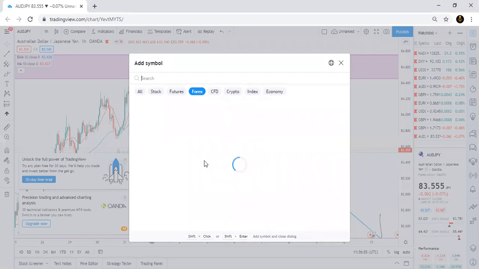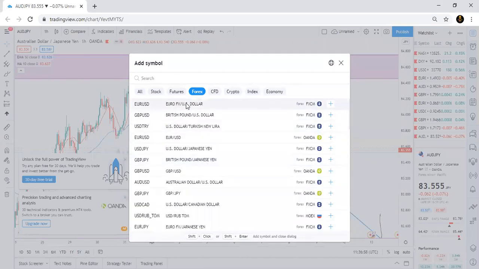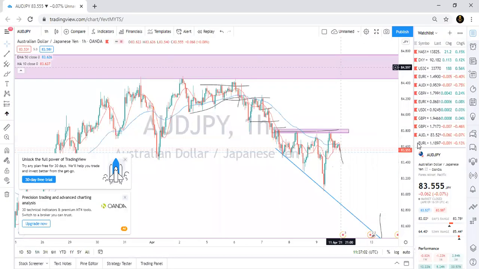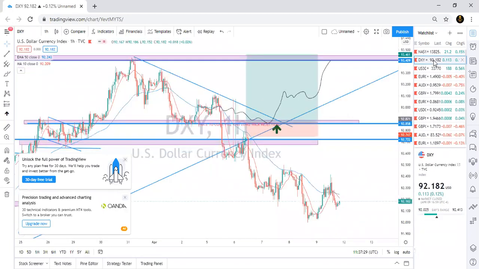Euro USD. Okay, Euro USD. The one thing that I will tell you guys, any pair that is to do with US dollar, you must always check DXY. You must always check this dollar index.